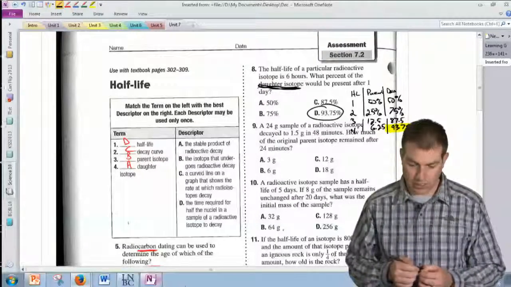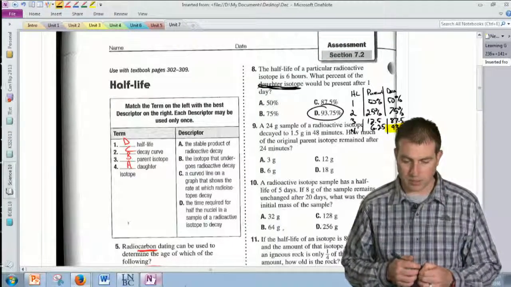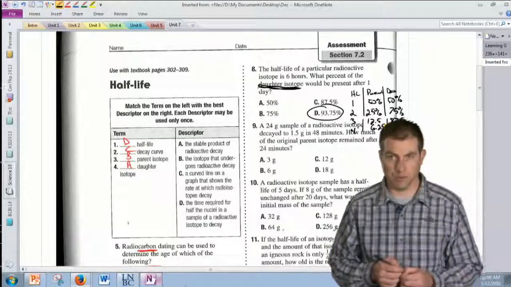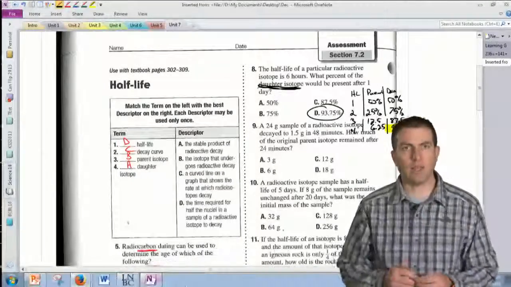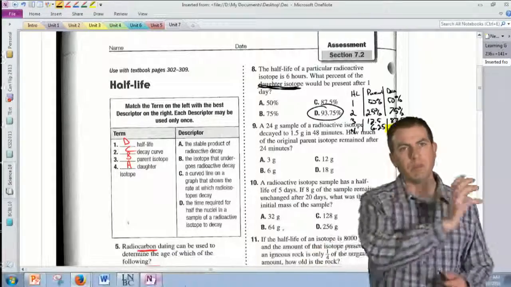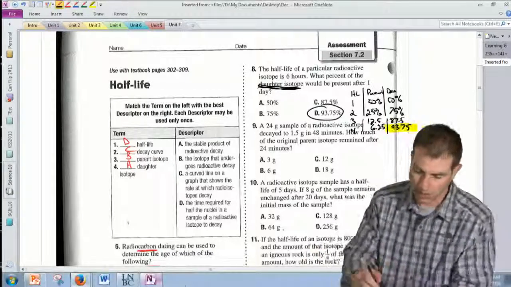All right, so the next group was group 3. You guys got 9 and 10. So while I'm just going through them, if any of you want to put the answers in, that's fine. A 24-gram sample of an isotope decayed to 1.5 grams in 48 minutes. How much of the isotope remained after 24 minutes? And number 10, a radioactive isotope has a half-life of 5 days. 8 grams remains unchanged after 20 days. What was the initial mass of the sample? So these ones are kind of working backwards. They've given you some information, and it says, hey, but back a while ago something happened. So help me out with that.